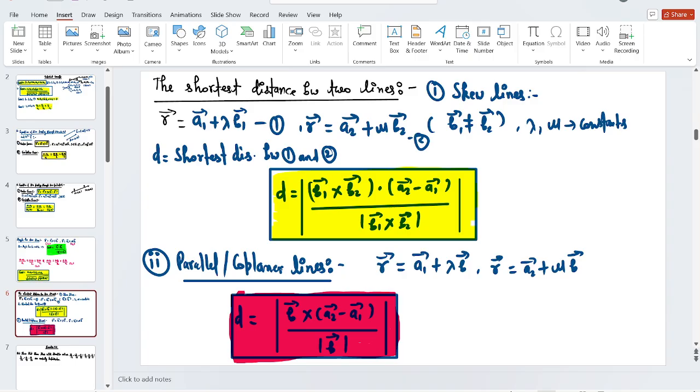Now for parallel lines, suppose we have vector r equals vector a1 plus lambda times vector b, and vector r equals vector a2 plus mu times vector b. Here you see that the vectors b are the same. We use the formula here, and lambda and mu are the coefficients, so b1 by b2 should be constant. So D is equal to the modulus of vector b cross (vector a2 minus vector a1) upon the modulus of vector b. I hope it is clear to you. So this is all about the theory, and we will proceed with the lecture.